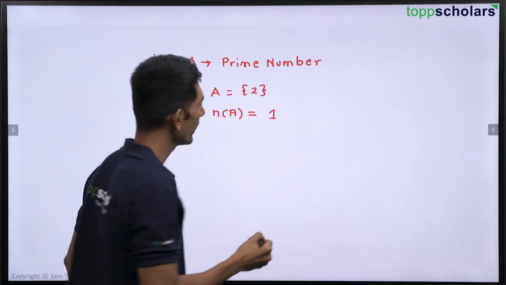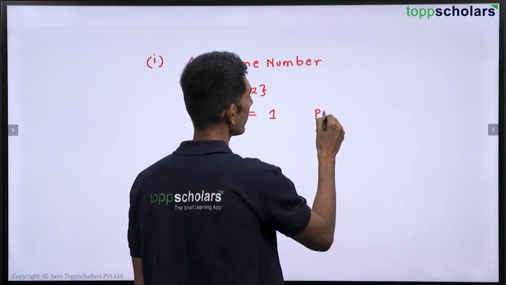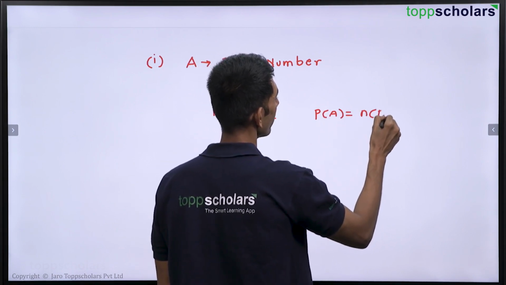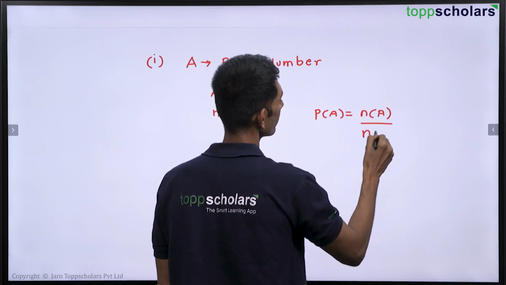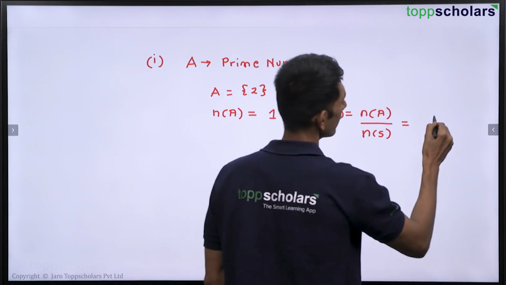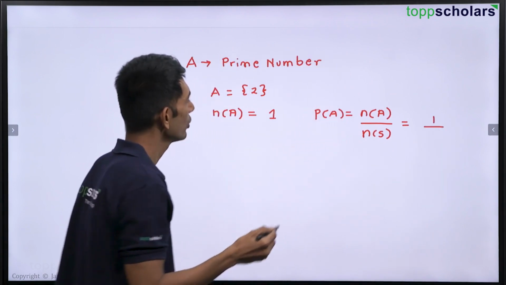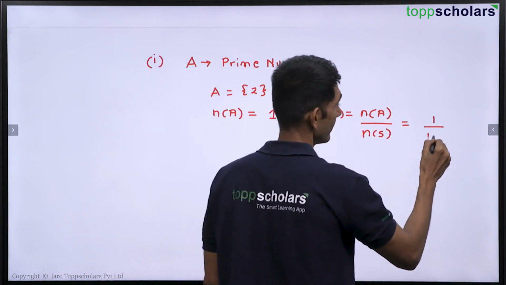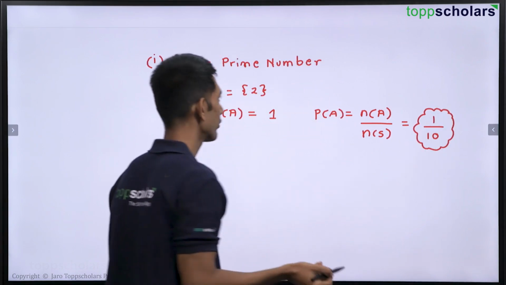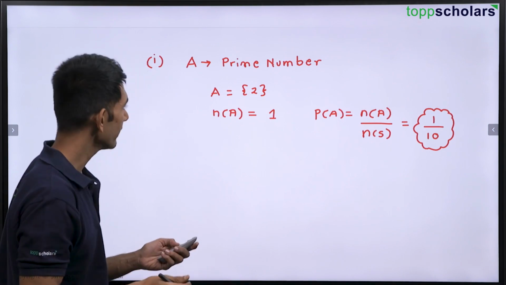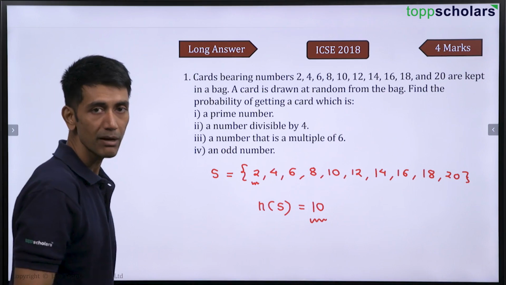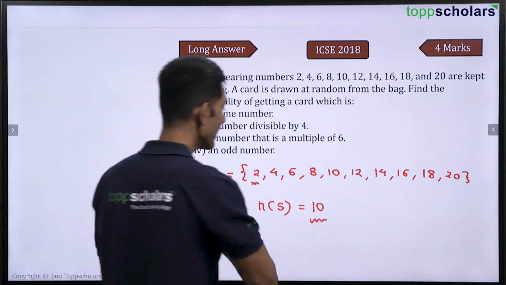If n of A is 1, what will be the probability of A? Probability of A is n of A divided by n of S. n of A is 1, n of S is 10, not 20. I got n of S from the previous slide. So the first part is done: the probability of getting a prime number is 1 by 10. Now, a number divisible by 4.